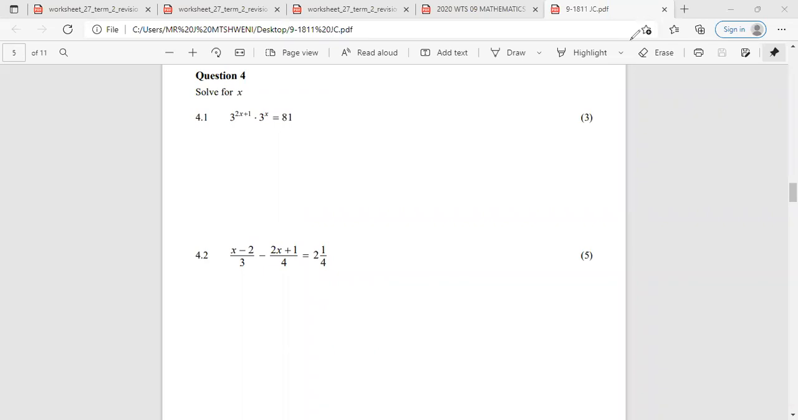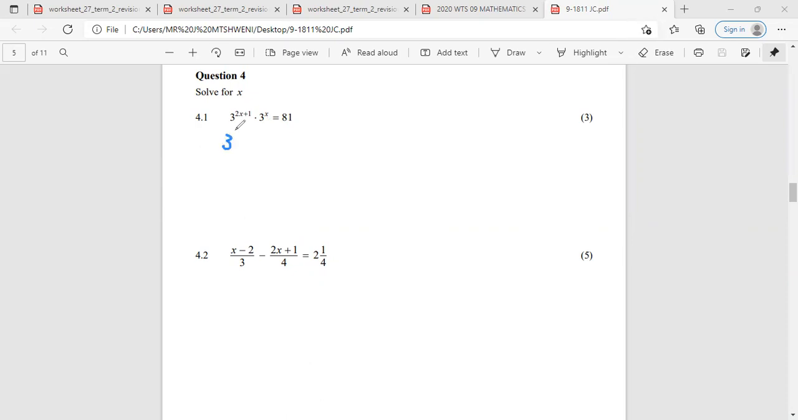Right, good morning, guys. I want us to do the following question paper. This is for grade 9. In this question, if you are given a question like this, the first thing that you do is change everything into exponents. Each one has to be written in exponential form.